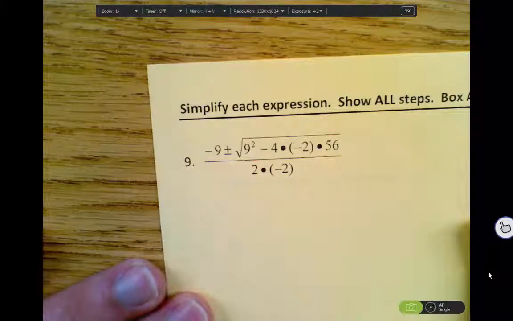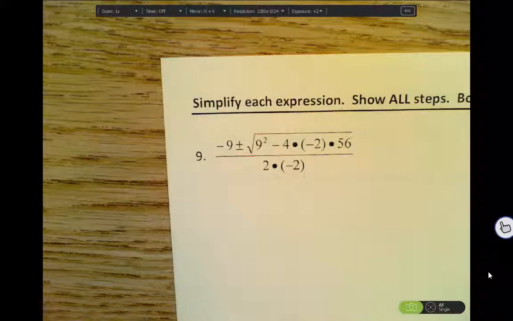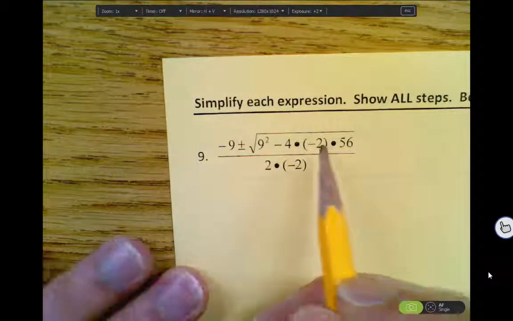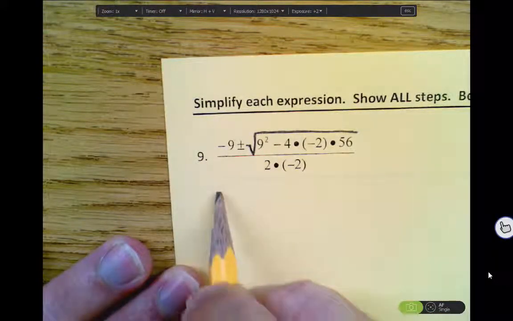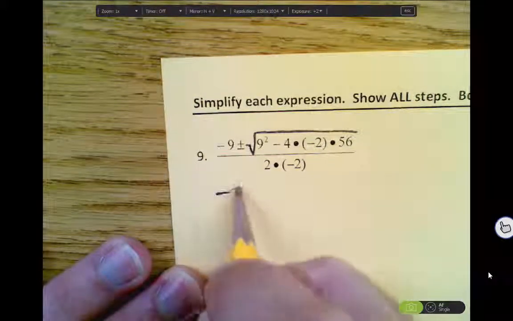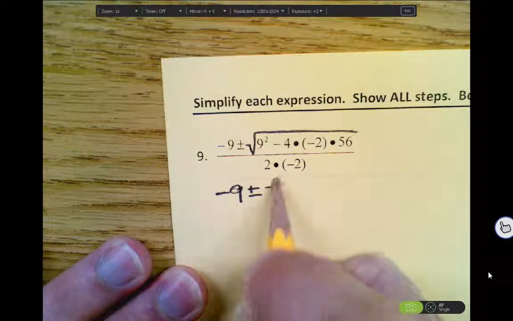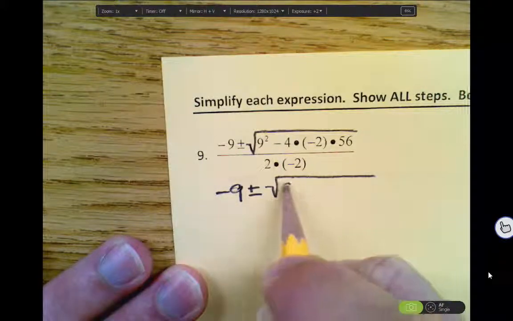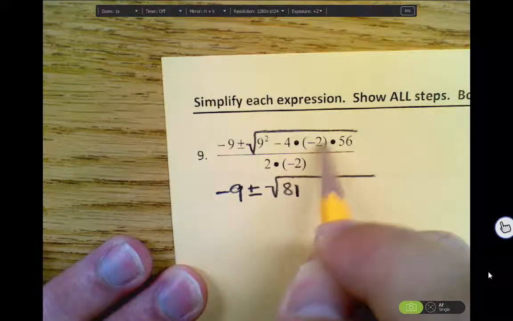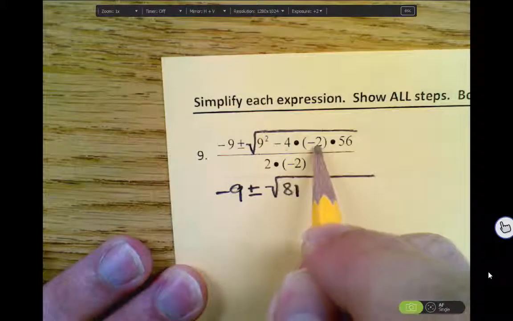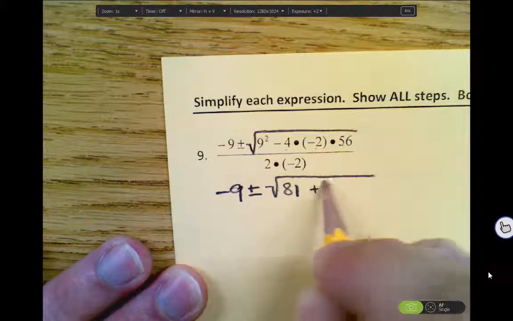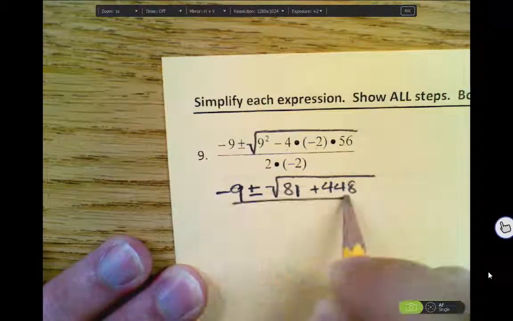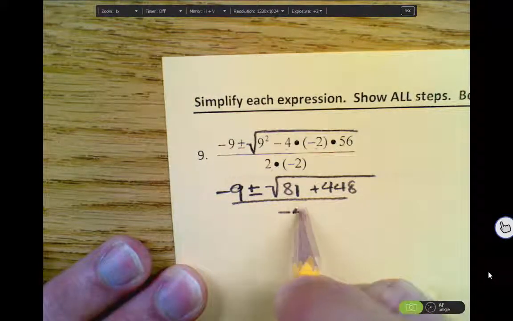Taking a look at the back side here, what do we have? We have basically a quadratic formula problem plugged in, and we're just going to go ahead and simplify. Order of operations, I'm going to focus on the radical first here. So I have -9 plus or minus the square root. 9 squared is 81. And then I'm going to multiply before I subtract. So -4 times -2 times 56 is going to be positive 448. All of that is divided by 2 times -2, which is -4.